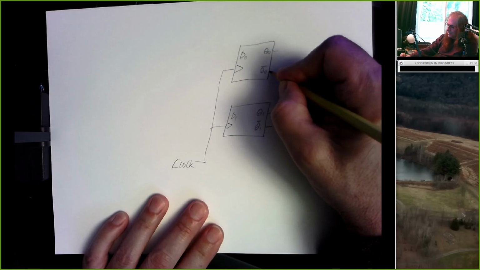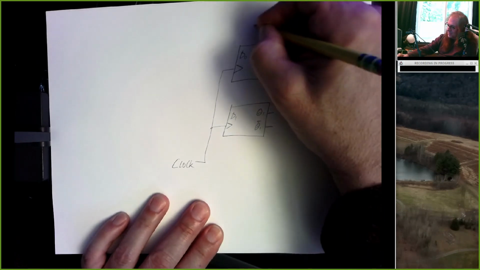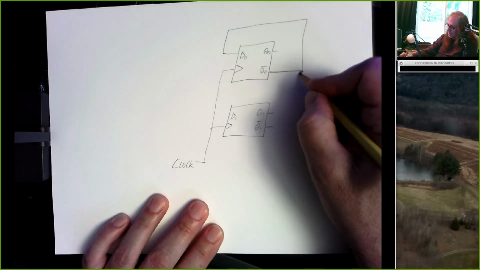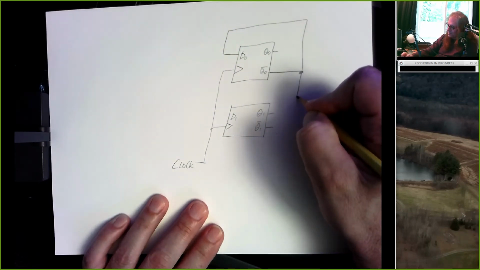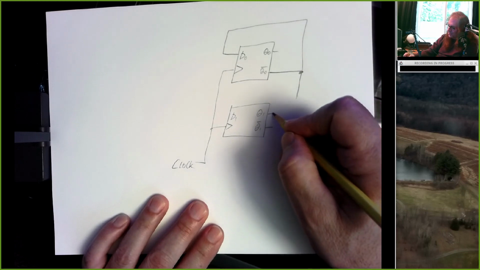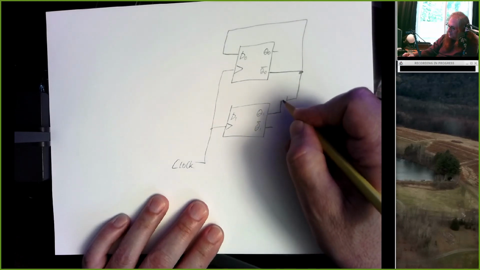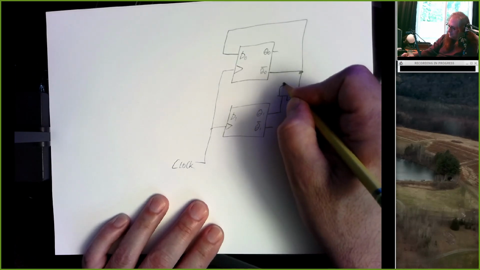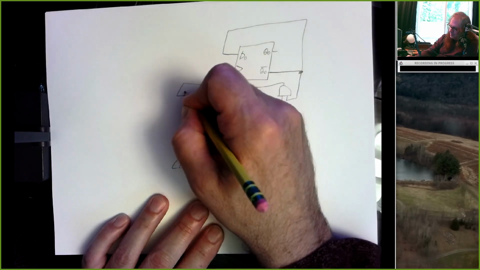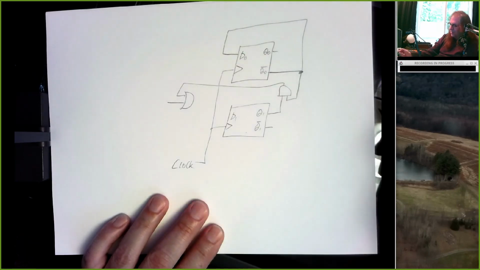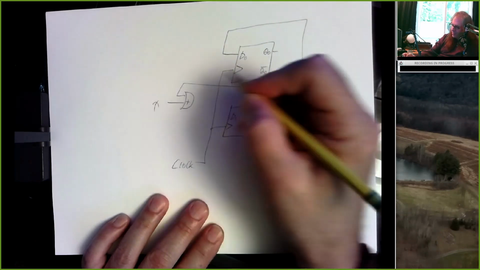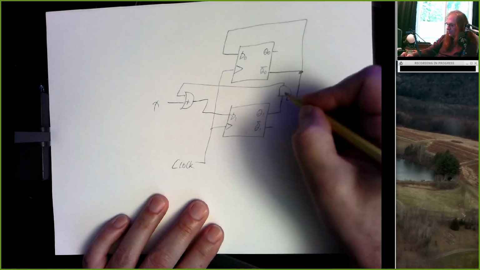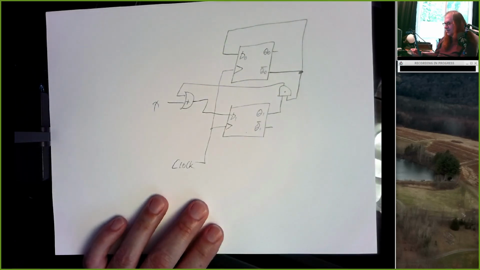I'm going to take Q0 bar and feed it back to my D0 input. I'm also going to take Q0 bar and Q1 and AND those together. I'm going to put that through an OR gate with an external input I'll call X, and feed that into D1. So there's an AND gate and an OR gate.